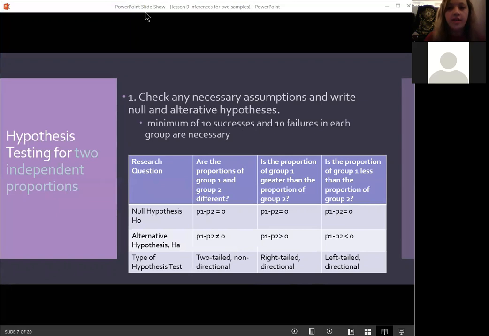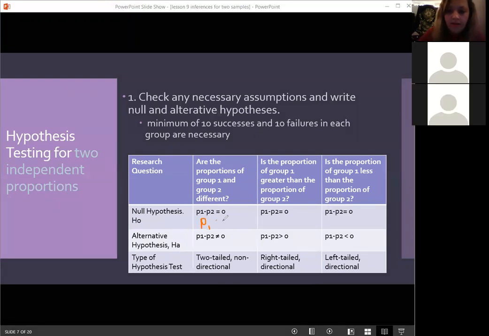And also, just a side note, you can also write this as P1 is equal to P2 for your null hypothesis, because if P1 is equal to P2, then P1 minus P2 is going to be 0. So this is another way to write it. You may see it in this format in some questions. So just remember these are going to be the same thing.